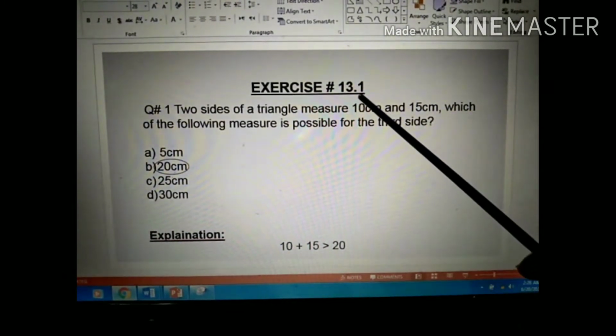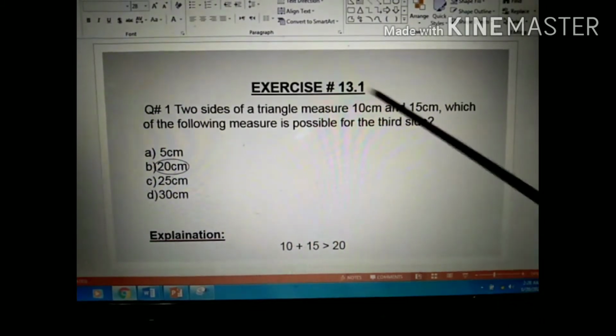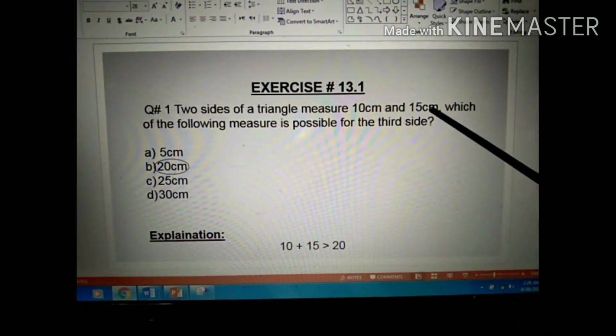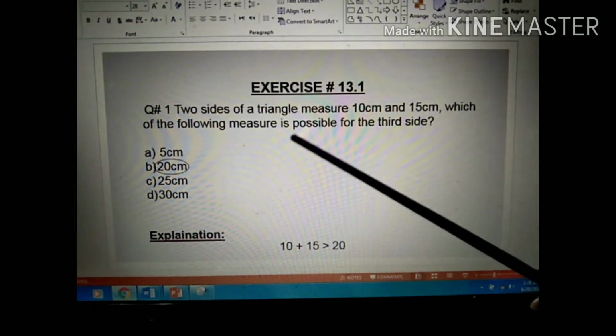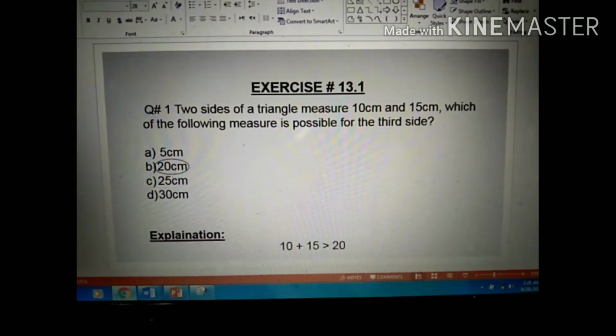Exercise 13.1, we will do only its question number 1. In this question we have two sides, 10 centimeter and 15 centimeter. Which of the following measures is possible for the third side according to the key point? So here is the explanation.